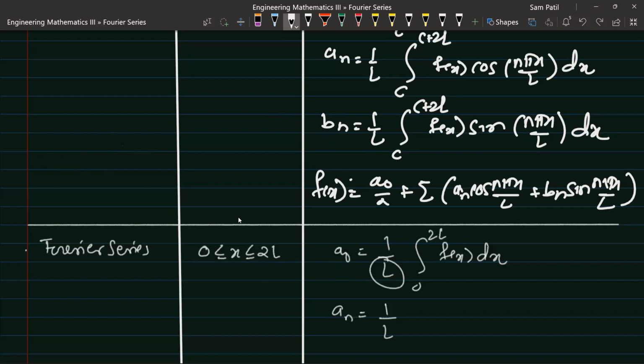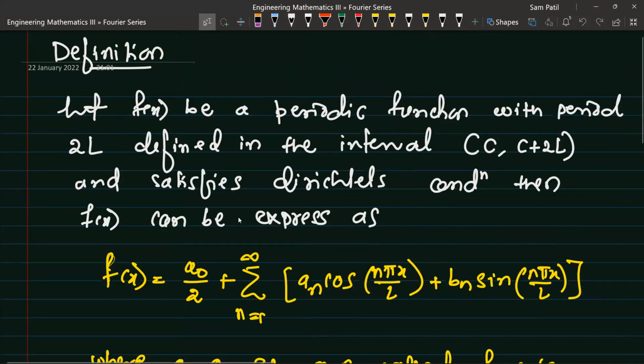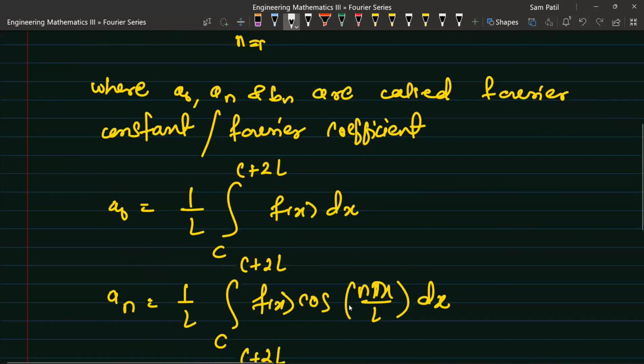Okay. See, if you observe the definition, what is the definition? If we have a function f(x) which is periodic with period 2L, this is a very important thing here. The period is 2L, and it is defined in the interval C to C plus 2L. This is the interval. Then the series expansion of this is this, and a naught is 1 upon L, integral from C to C plus 2L.